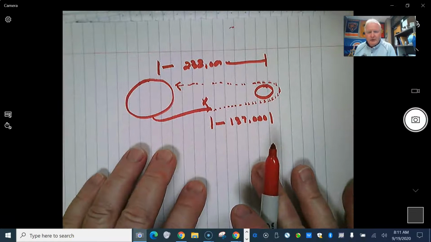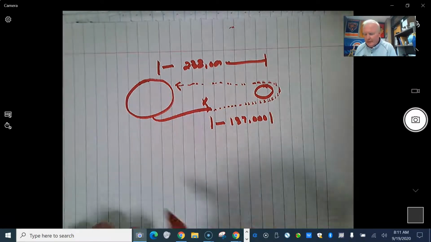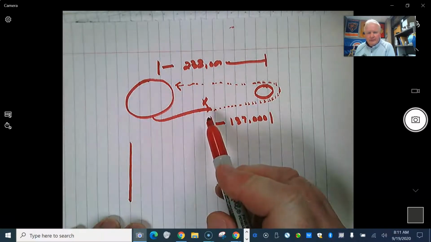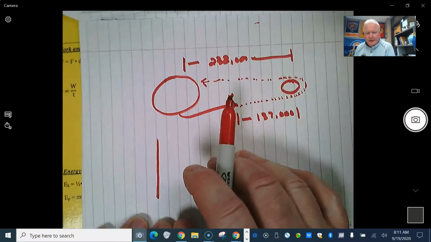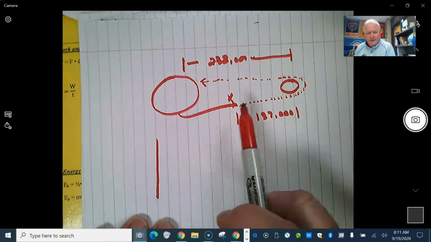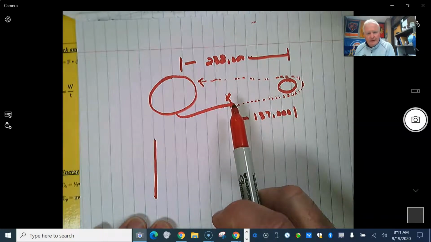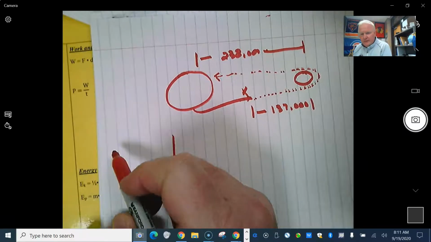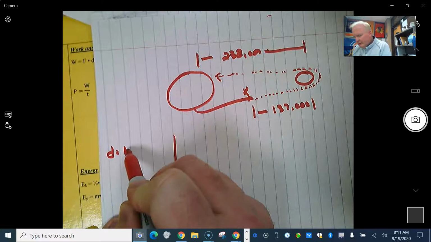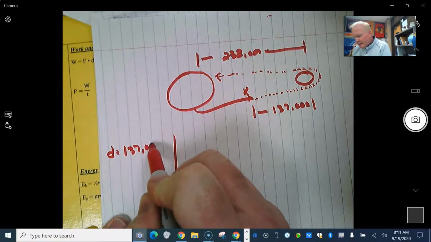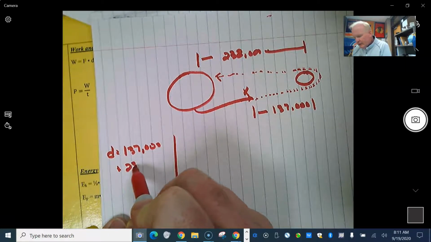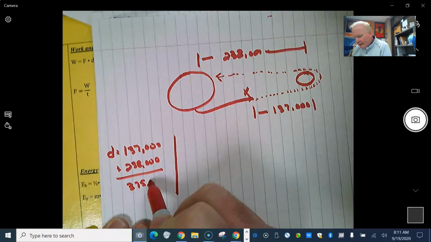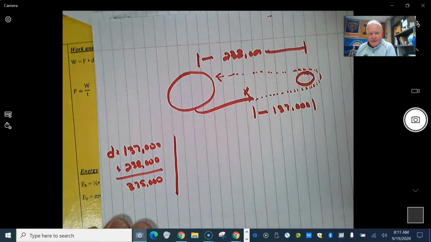I've already told you that most of the time you can use the four-column method. So let's see if we can use it here. If we look at this picture, they have given us a whole bunch of distances. What is the distance traveled by the aircraft from the time of the accident to the time they come back? Well, that's D equal to 137,000 plus 238,000, or 375,000 miles. So that's our D.